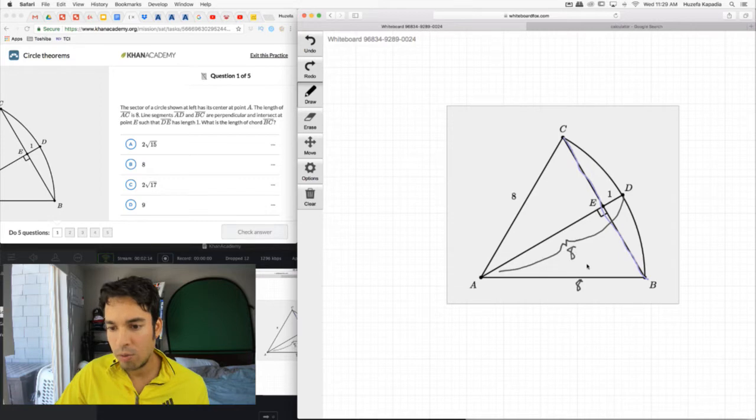So that means that AE, if this little guy right here is 1, and this entire thing has got to be 8, because it's also a radius, right? All radii of a circle are equal. So that whole thing is 8. That means AE is 7. All right, so that helps us a little bit more. Again, we're trying to find this length right here.